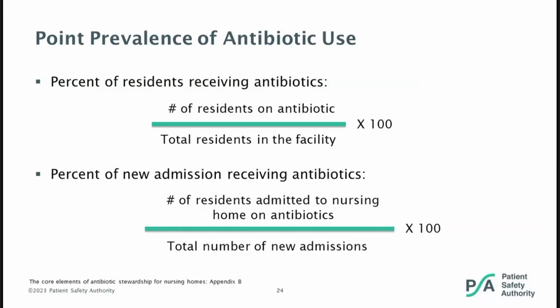To calculate the percent of residents receiving antibiotics, you would take the number of residents on an antibiotic divided by the total residents in the facility and multiply it by 100. This can be further stratified to a more specific resident population, such as the percent of residents receiving antibiotics that are in a short stay unit or a long stay unit. And then another calculation is the percent of new admissions receiving antibiotics. For this calculation, you take your number of residents admitted to the nursing home and on antibiotics, and you divide that by your total number of new admissions times 100.